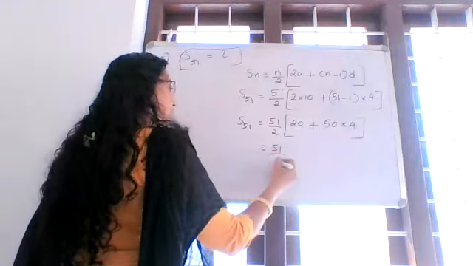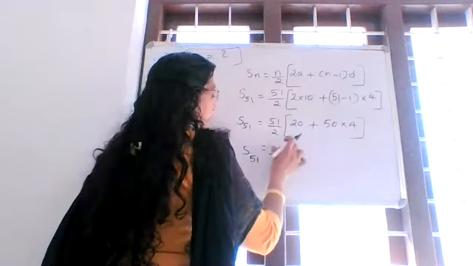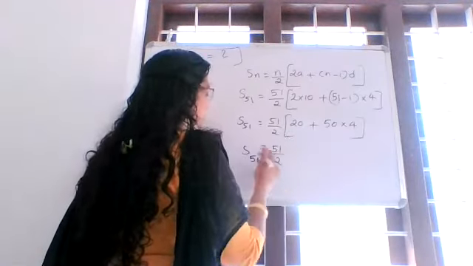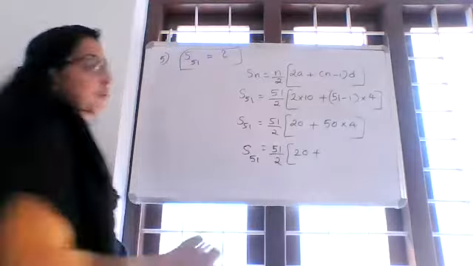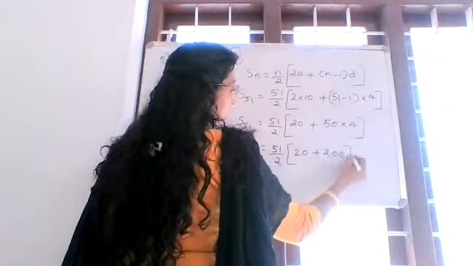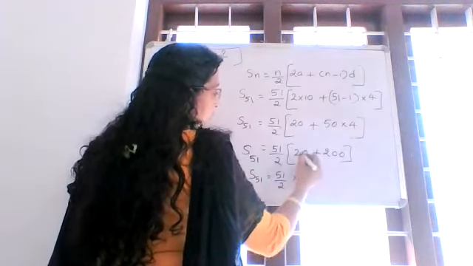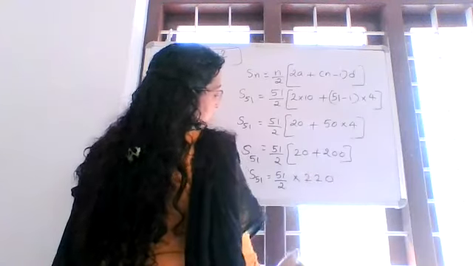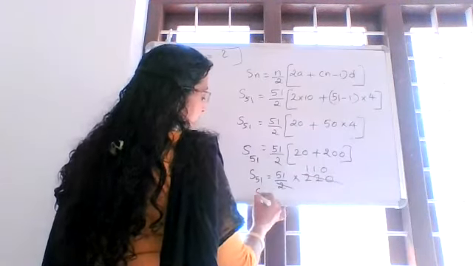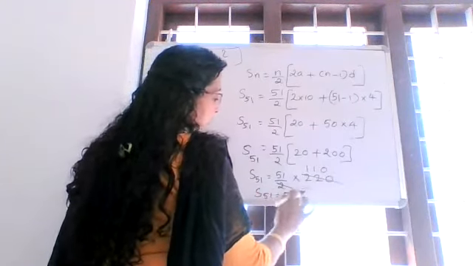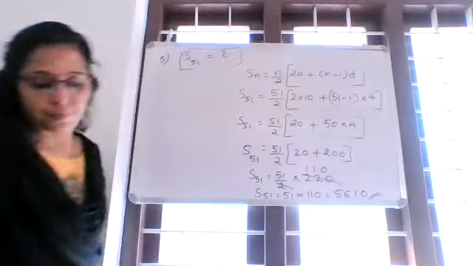Do the bracket first. S51 is equal to 51 by 2 into 20 plus 50 into 4. 5 4s are 200. Then S51 is equal to 51 by 2 into 200 plus 20, which is 220. Then cancel 2 and 110 into 51, which is equal to 5610.